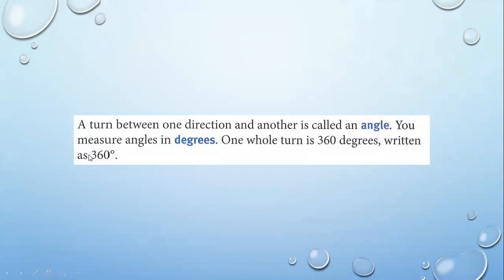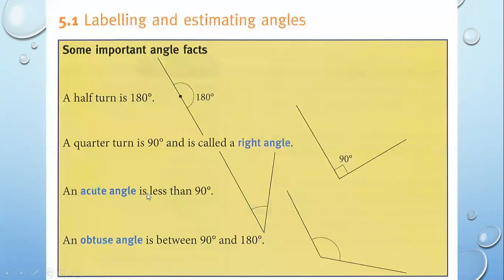Now, before we start, you know what an angle is. The turn from one direction to another direction is called an angle. You can measure angles in degrees, that is the unit. One whole turn is equal to 360, written like 360 with a small circle. This shows degrees. You do not write the word degree, you just draw this small circle, which means degrees. Now, labeling and estimating the angles.